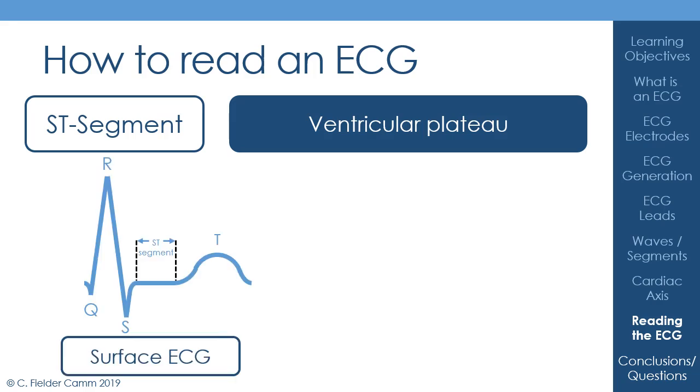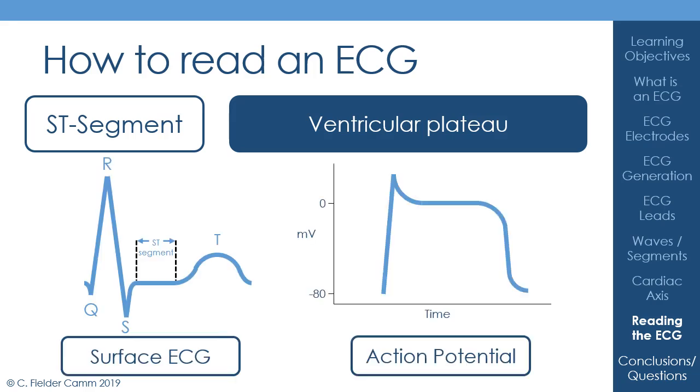So we can look here, you can see the ST segment on the surface ECG, and we can compare that with the action potential within a ventricular myocyte. And we see this QRS complex in purple, and on the action potential, this represents the rapid depolarization and initial repolarization, and you can imagine this occurring in many ventricular cells across the ventricle.